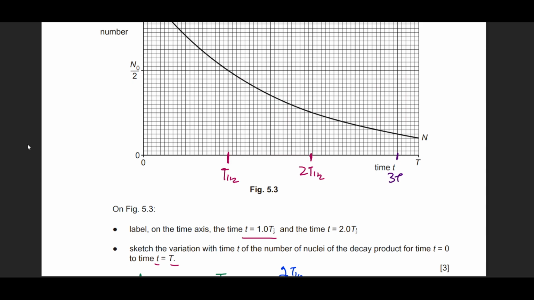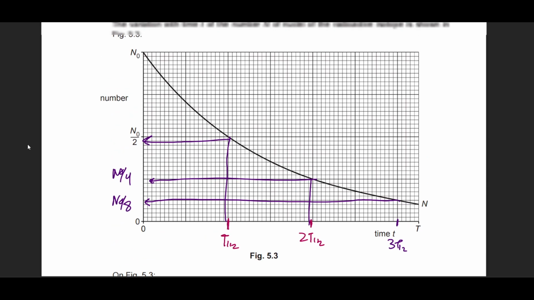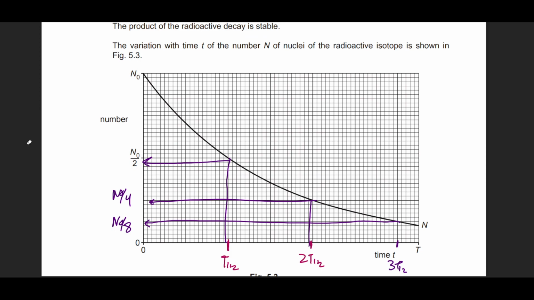This is going to be the third half-life. So I know that exactly at the third half-life, they would have been n naught by 8. At the second half-life, they would have been n naught by 4. At the first half-life, they had been n naught by 2. So let's plot these coordinates over here.